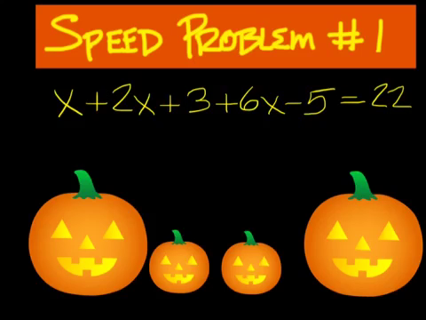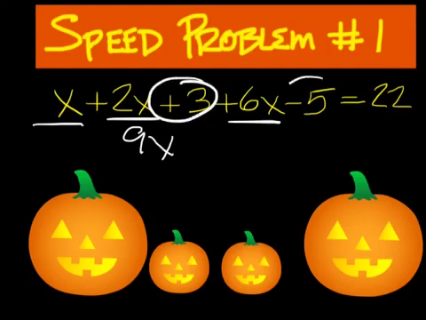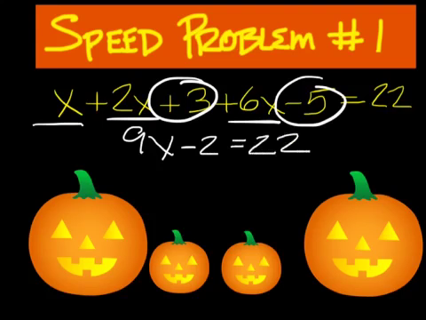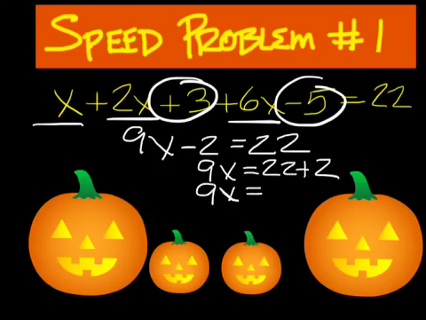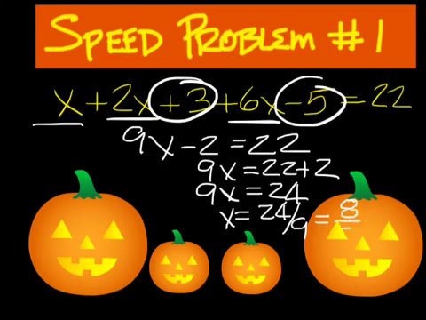Here's a speed problem. Alright, for this problem you have x and 2x is 3x, plus 6x is 9x. 3 minus 5 is a negative 2. Now we're going to have 9x equals 22 plus 2, which is going to give us a 24. So 24 over 9, you have to reduce that to 8 over 3, which goes down to 2 and 2/3.